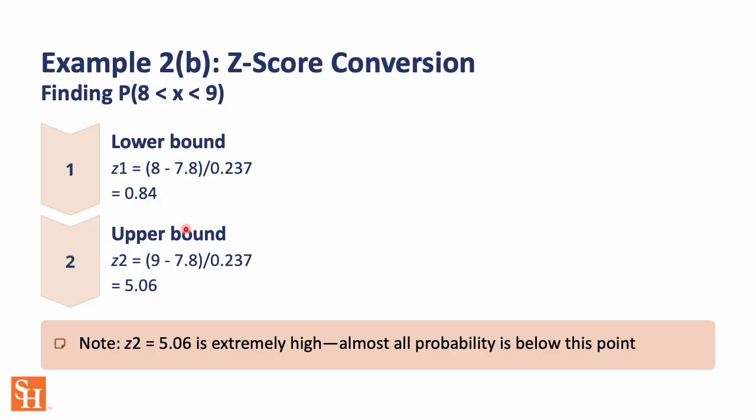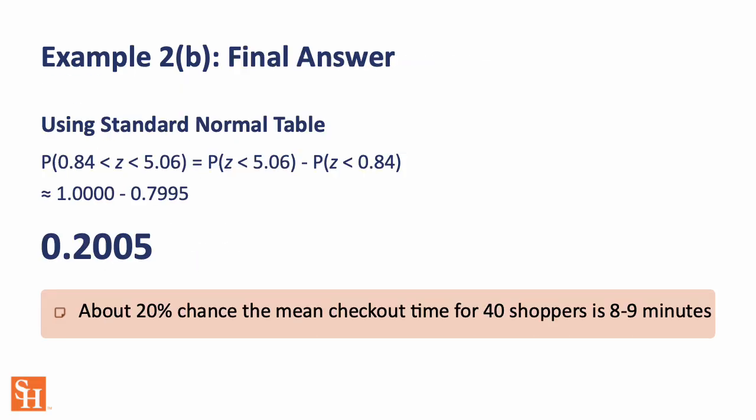Similarly for the upper bound, what is the upper bound value? The original value was 9. So it's 9 minus the mean 7.8 over the standard deviation of 0.237, right? Therefore the final value for the upper bound is 5.06, right? So in that case our lower bound value is 0.84 and the upper bound value is 5.06, right? So now in terms of Z score, this is the probability that we have to calculate: the probability that the Z score will be greater than 0.84 and less than 5.06.